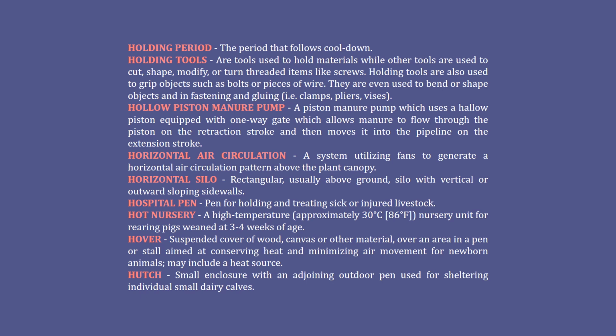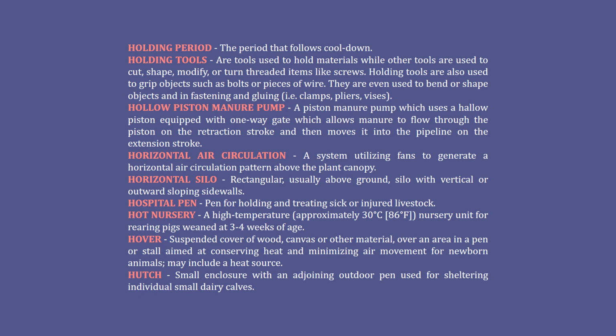Hollow piston manure pump. A piston manure pump which uses a hollow piston equipped with one-way gate which allows manure to flow through the piston on the retraction stroke and then moves it into the pipeline on the extension stroke. Horizontal air circulation. A system utilizing fans to generate a horizontal air circulation pattern above the plant canopy.